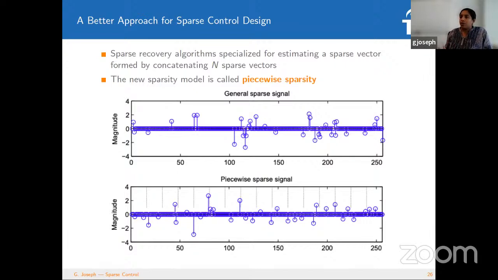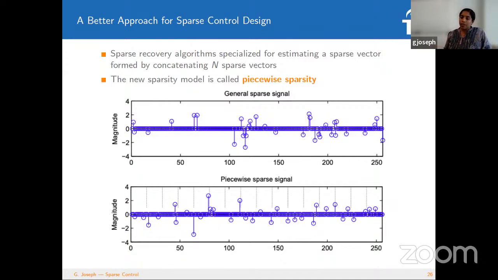In this picture, I have shown two examples. These are two vectors of size 250, and we just plot the values corresponding to each of them. If you look at the plot on the top, it's a general sparse signal. It has a lot of zeros. You can see that a lot of bubbles are around zero, and it has a few non-zero coefficients. But the non-zero entries could be anywhere, so you don't have any pattern for the general sparse signal.